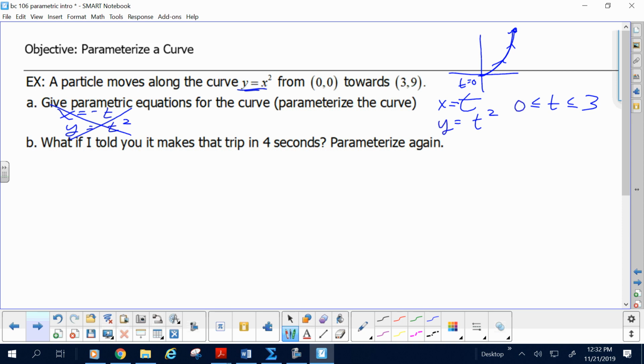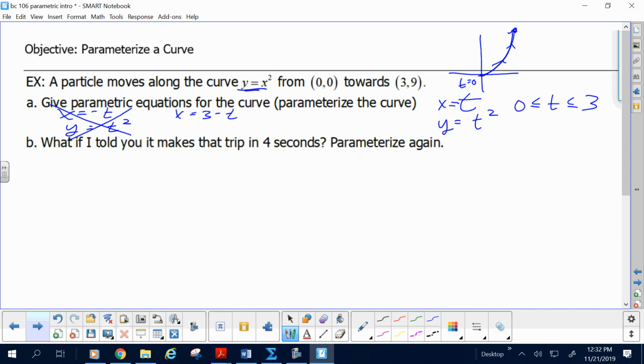You want to start at 3 and go down. So x should start at 3 and go down. So let's try x equals 3 minus t. Okay? Now let's just check the x's. At time 0, will it be at the starting point? And at time 3, will it be at the ending point? Okay, so that seems to be working for x.